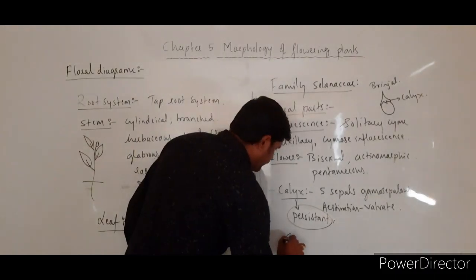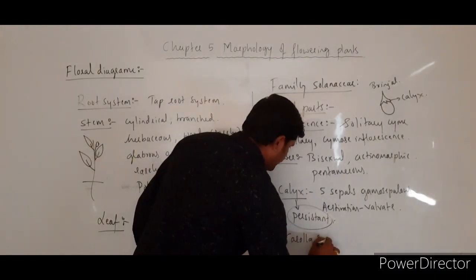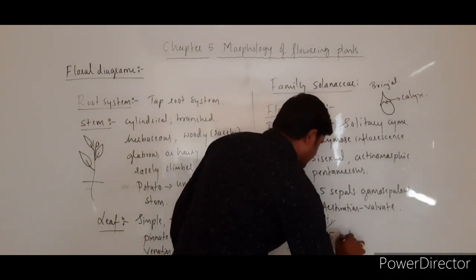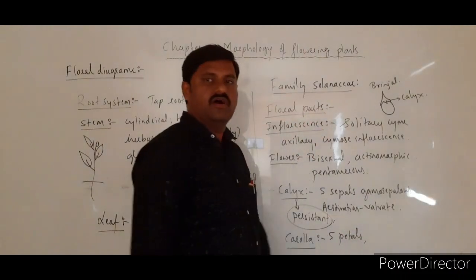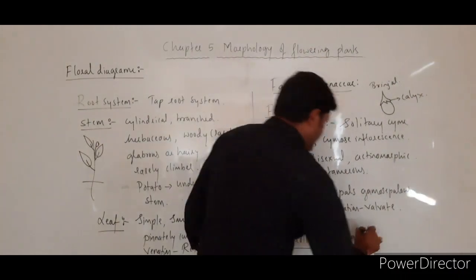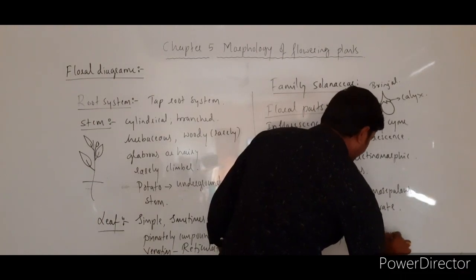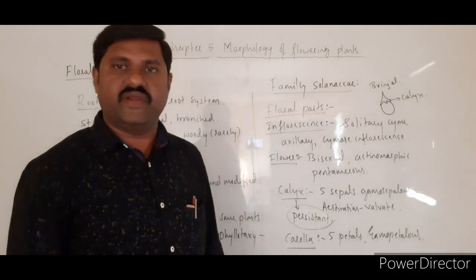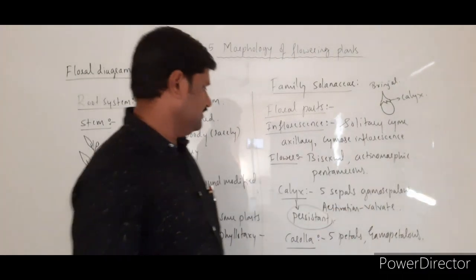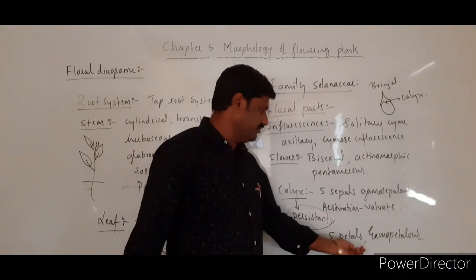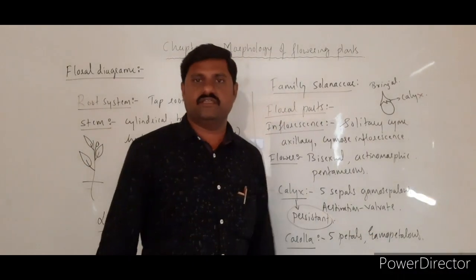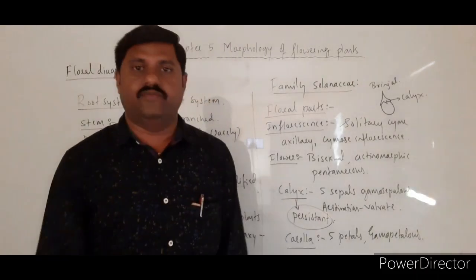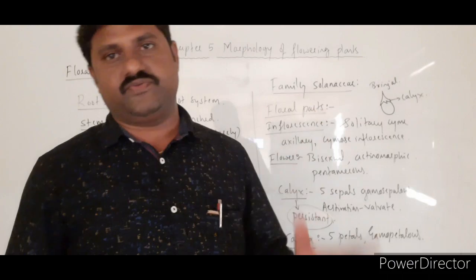So after that, corolla. Here the corolla has 5 petals that you come across, and all the petals are fused. Then what is the condition? Gamopetalous condition is seen in this. So flowering plants usually have 5 petals. Gamopetalous condition is seen over here, right? So this is about the corolla. And the next one is androecium, next one is gynoecium.